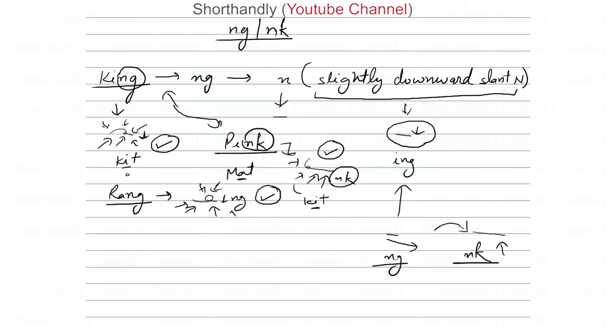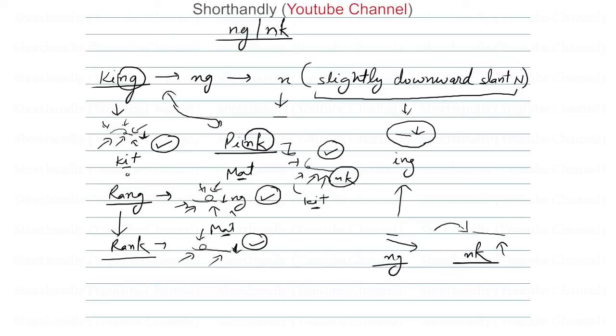Let's take another example. Right now we used rang, but what if we have another word called rank this time? We will make this word rank simply like this. You see, here we made our N with a longer stroke. This is our R, then A as in mat, the big circle, then we have this long, slightly downward slant N with the long stroke to represent our ink sound. So this is our word rank.